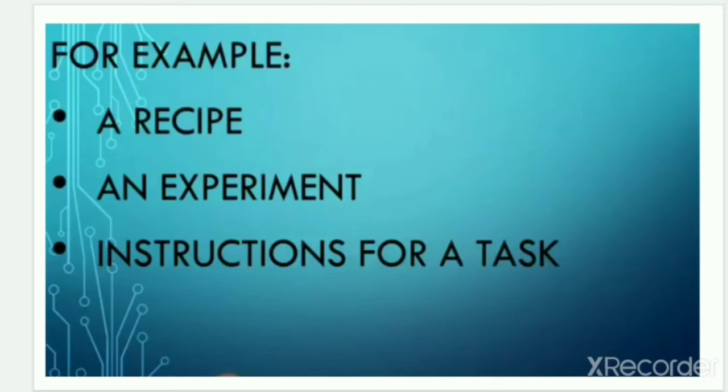Let's have some examples. For example, a recipe, a procedure of a recipe. If somebody is making a good recipe, like your mother is making good recipes for you, and gives complete procedure writing for that recipe, then it will be helpful for the other person. Or you can have the example of performing an experiment. Or the last example, the instructions for a task. So these are the examples for procedure writing.